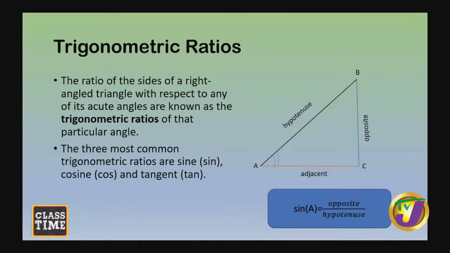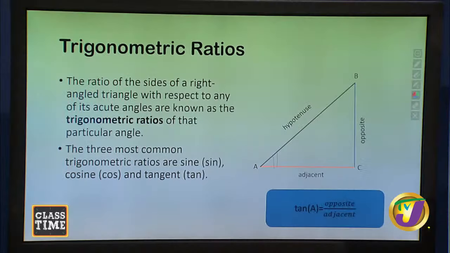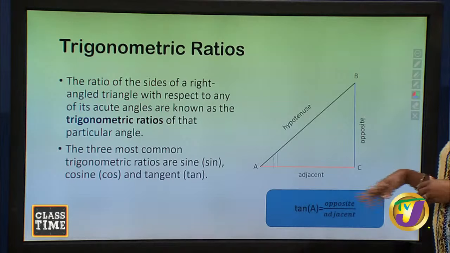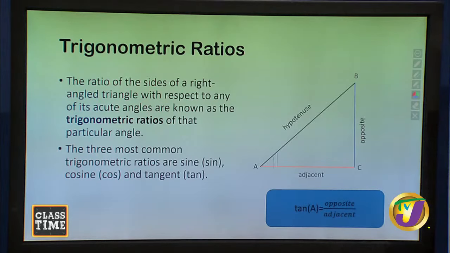Right, acute angles. We know the three most common trigonometric ratios are sine, abbreviated SIN, cosine, COS, and tangent, TAN. When we talk about sine, we're comparing the opposite and the hypotenuse sides of the triangle. Cosine of the angle is a comparison of the adjacent side and the hypotenuse. And the tangent would be a comparison of the opposite side and the adjacent side. So we're talking about the ratios.